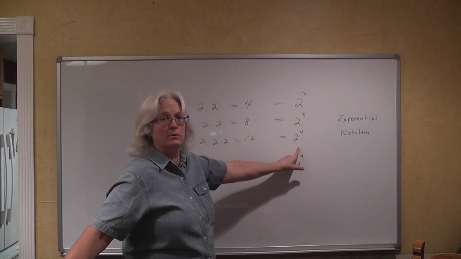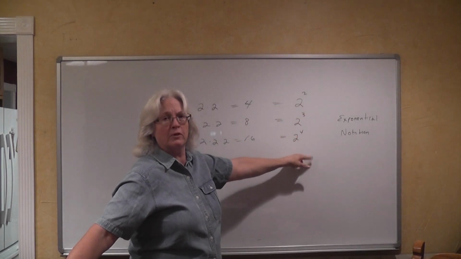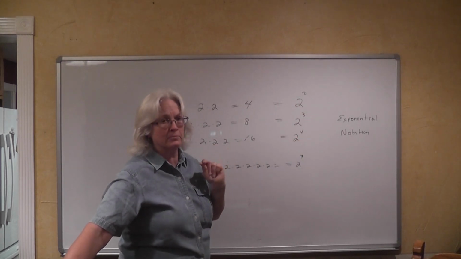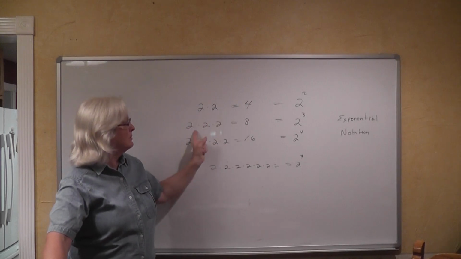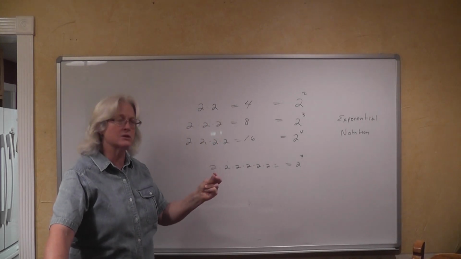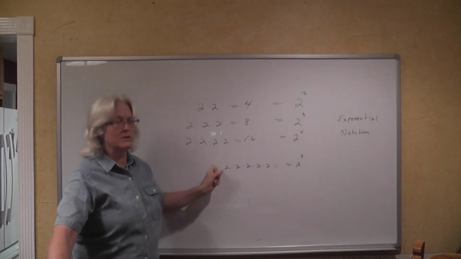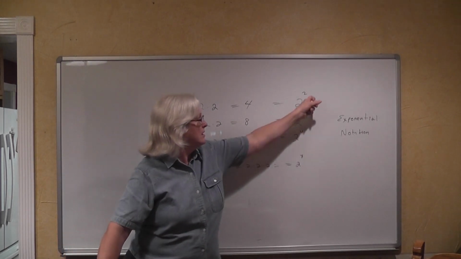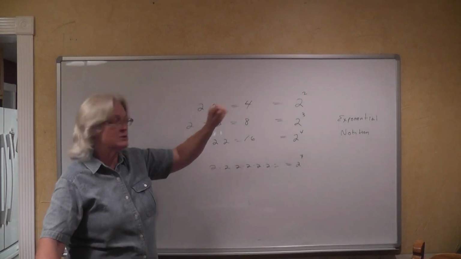I have the 2 sitting down here at the bottom, and I've got this other number floating up here in space a little bit. Well, what is the 2 sitting down at the bottom? That's the factor, isn't it? 2 is used as a factor in every one of these problems here. And do you notice a connection with the number that's floating up there in space?